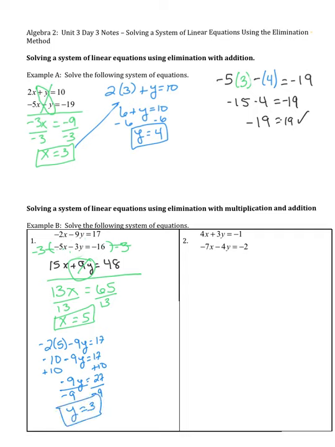Okay, now we're going to check it. To check it, you use an original equation. Don't use the multiplied equation. Use the original version of that equation. Okay? Running out of space here. Negative 5 times 5 minus 3 times 3 equals negative 16. Negative 25 minus 9.